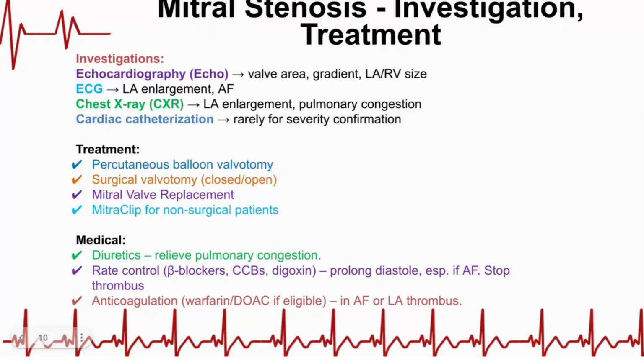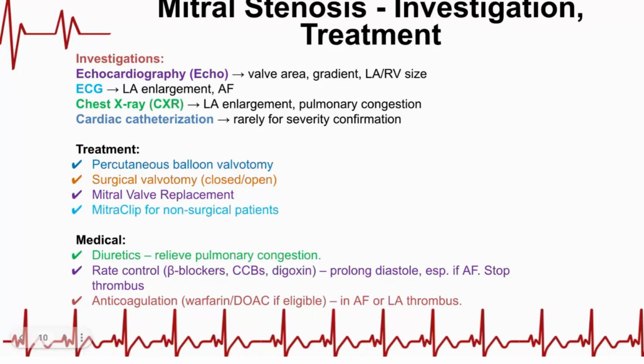In terms of treatment, what we can do is percutaneous balloon valvotomy. This is literally a catheter through the radial or the femoral artery, and we push something through all the way into the heart to open the valve. We can also do surgical valvotomy. Now, with surgical valvotomy, you have to make sure whether the patient is surgically fit or not. So that assessment has to be made.